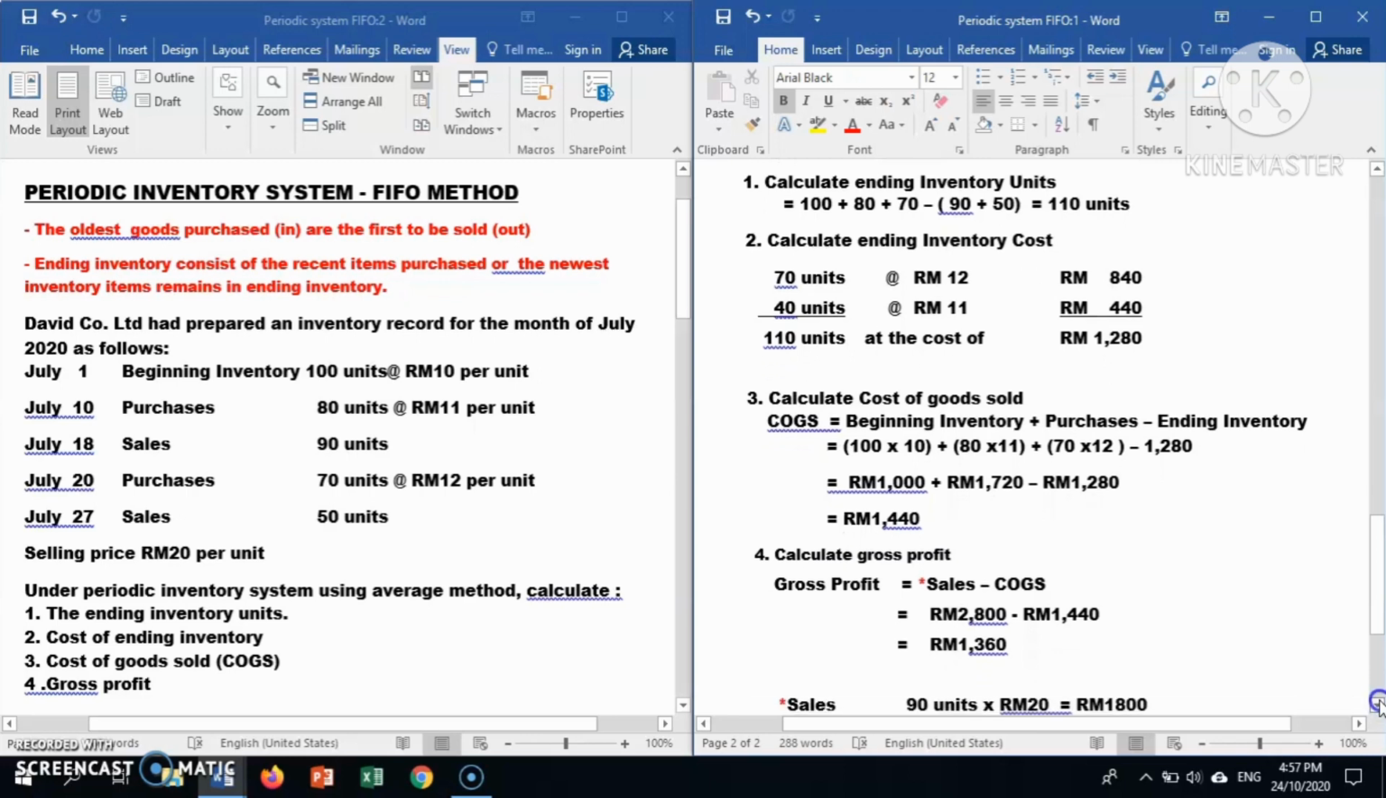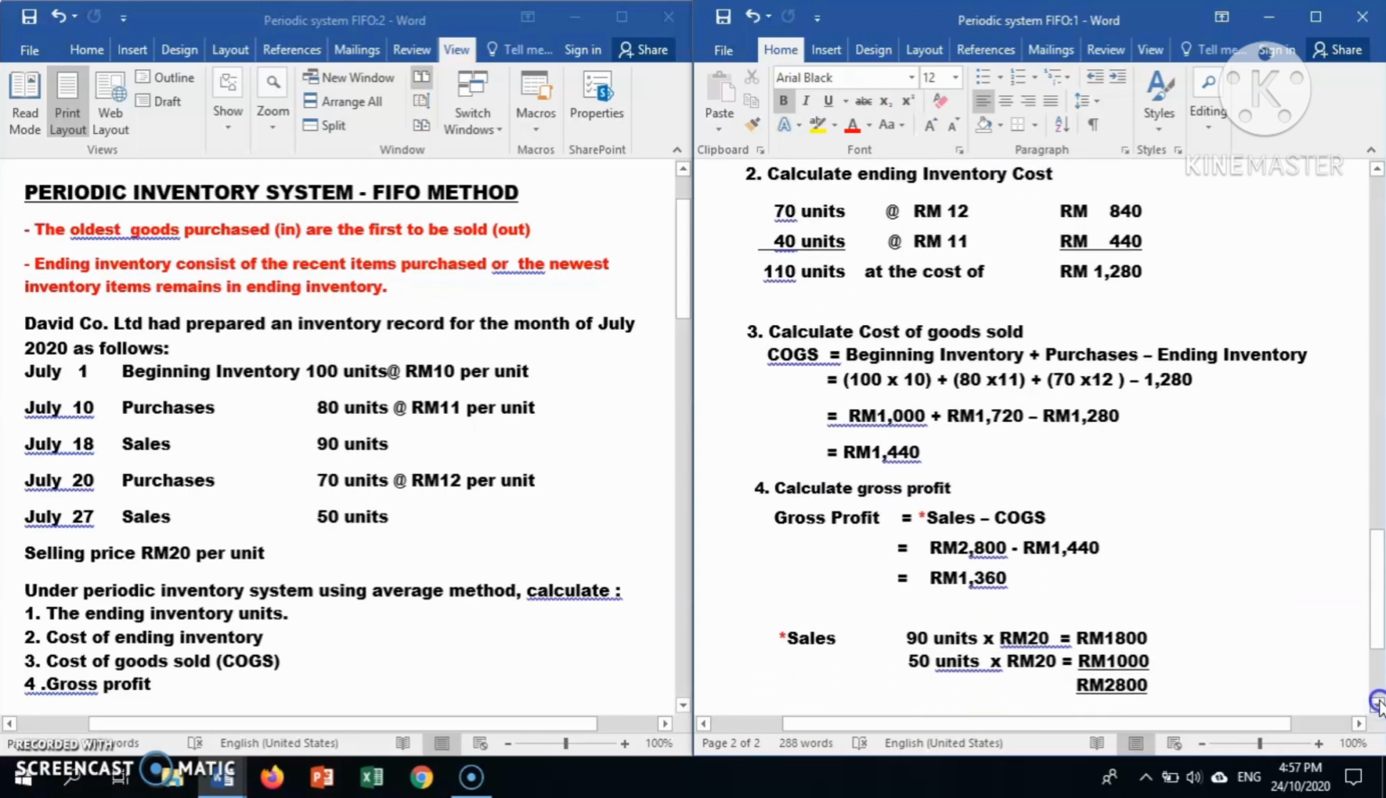So the formula for gross profit is sales less cost of goods sold. Sales, you can refer to the question, sales on 18 July plus 27th July. So 90 units times the selling price of 20, you get 1,800. 50 units times RM20, you get 1,000. So the total for sales is RM2,800. Now sales RM2,800 less RM1,440, and you get gross profit equals RM1,360. So that's all for the FIFO method.